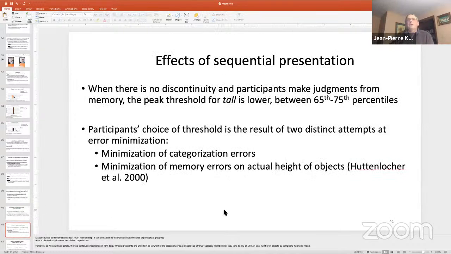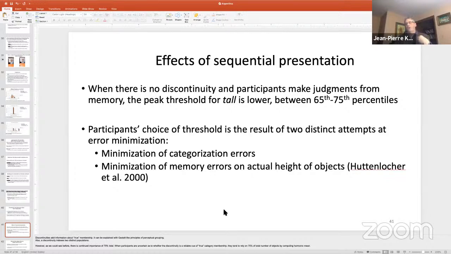Now, how do we explain the effect of sequential presentation? Well, when there is no discontinuity and participants make judgments from memory, the peak threshold for tall is slightly lower, between the 65th and 75th percentile rather than the 70th to 80th percentile. Our explanation is that their choice of threshold is the result of two distinct attempts at error minimization. One is minimization of categorization errors, the same as when the presentation of objects is simultaneous, as we discussed. But there is another reason, which is the minimization of memory errors on the actual heights of objects.